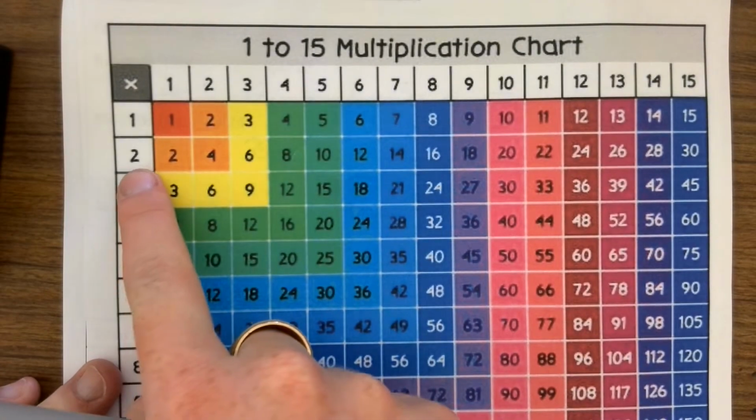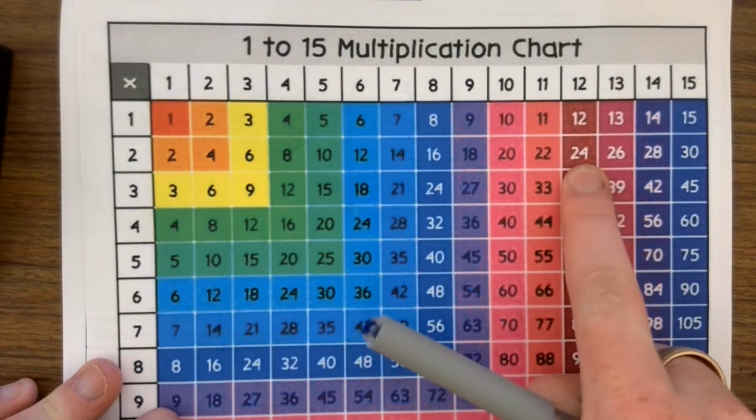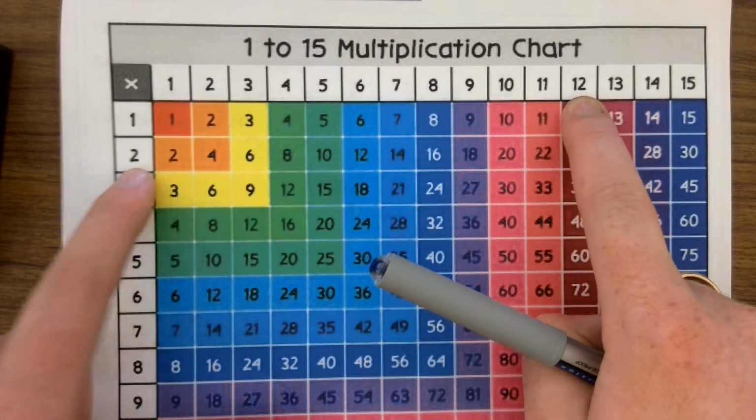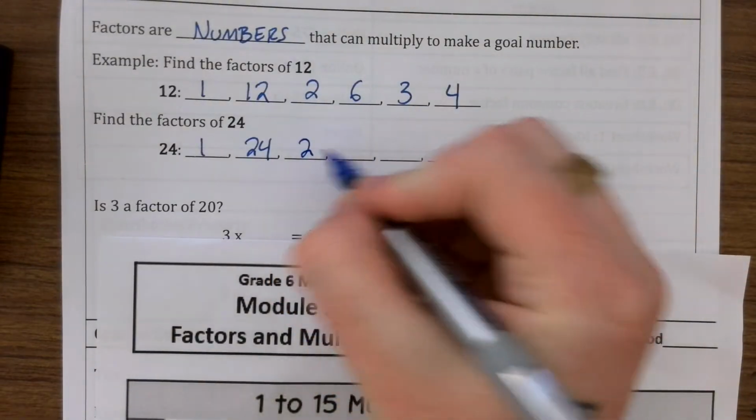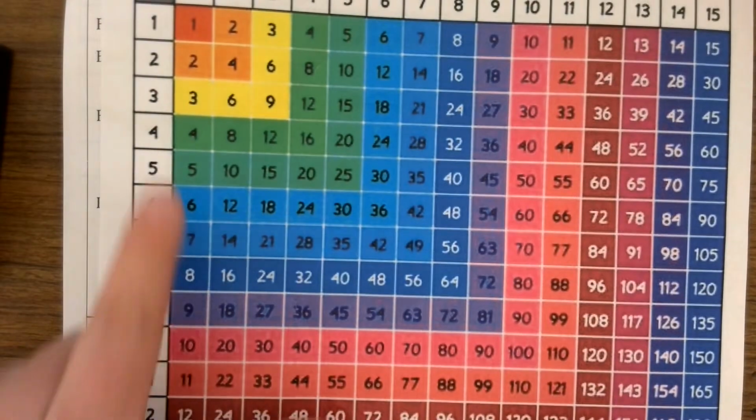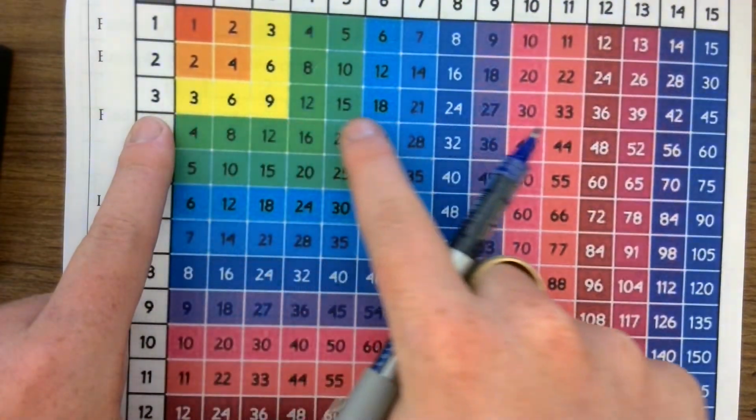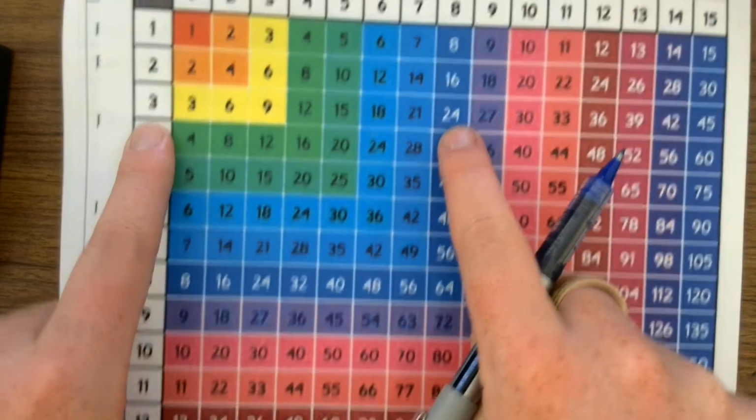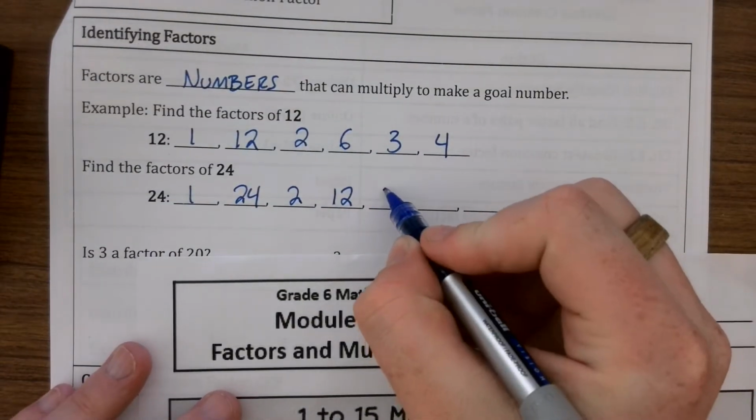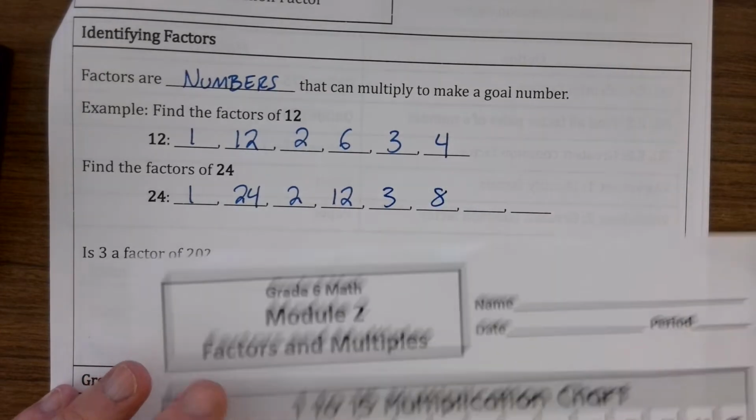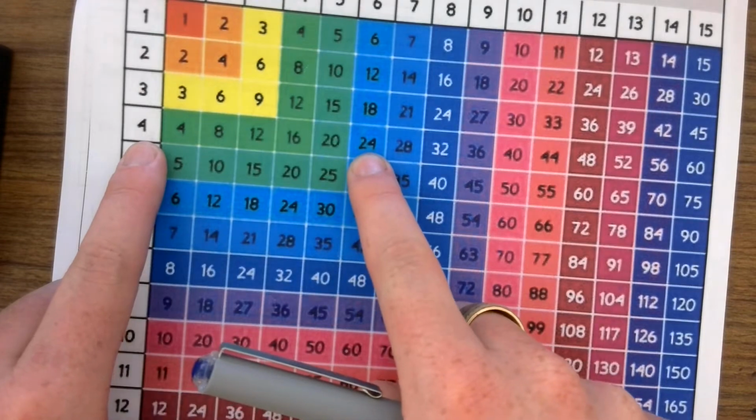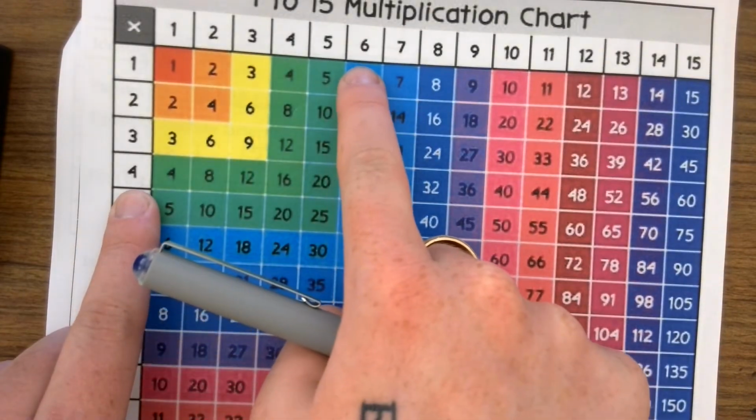All right, let's check 2's. There's 24. So 2 times 12 makes 24. So I'm going to list 2 and 12 as factors. Let's see if 3 goes into 24. Yes. 3 times 8 makes 24. So I'll put a 3 and an 8. Let's see if 4 goes into 24. Cool. 4 times 6 makes 24.